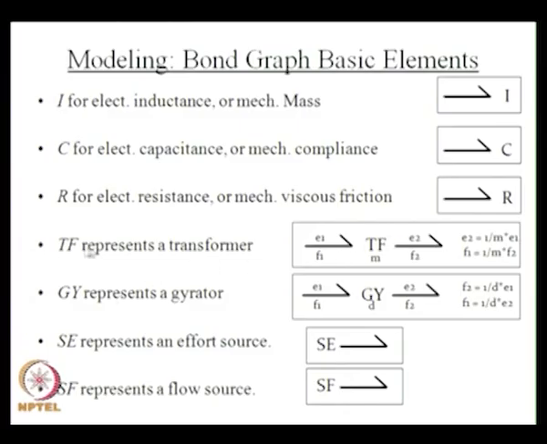And there is another element called gyrator. This is different from a transformer. In this case the relationship is between E1 and F2, and F1 and E2. Basically the effort is converted to a flow and this flow is converted to an effort. That is why we use a gyrator.